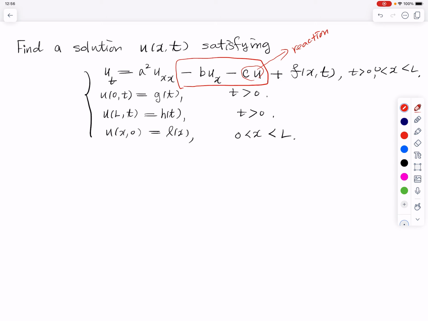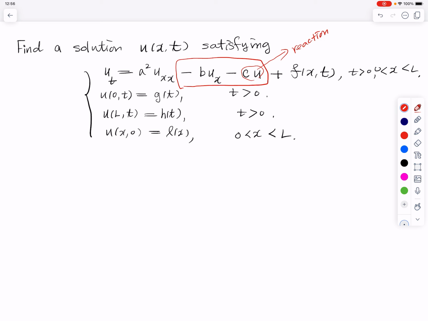It may depend on the constant C. Suppose U is a number density function. Maybe as time goes by, the number density is decreasing or increasing, so that depends on U.